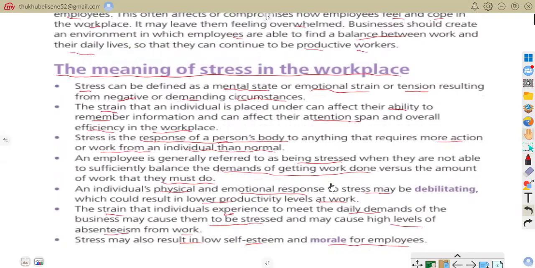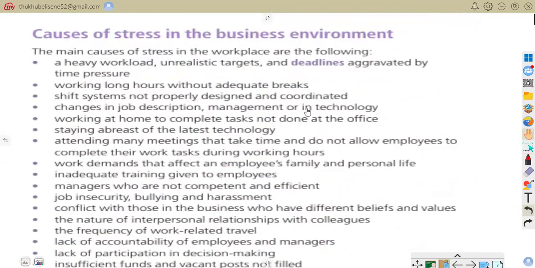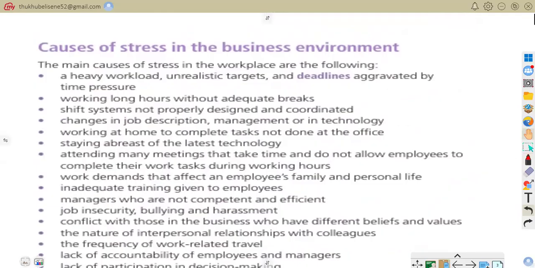Let us move on. Now we are moving on to causes of stress in the business environment. That is where we are now. As it says, a heavy workload, unrealistic targets, and deadlines aggravated by time pressure. So here we are talking about too much work and tight deadlines creating pressure.